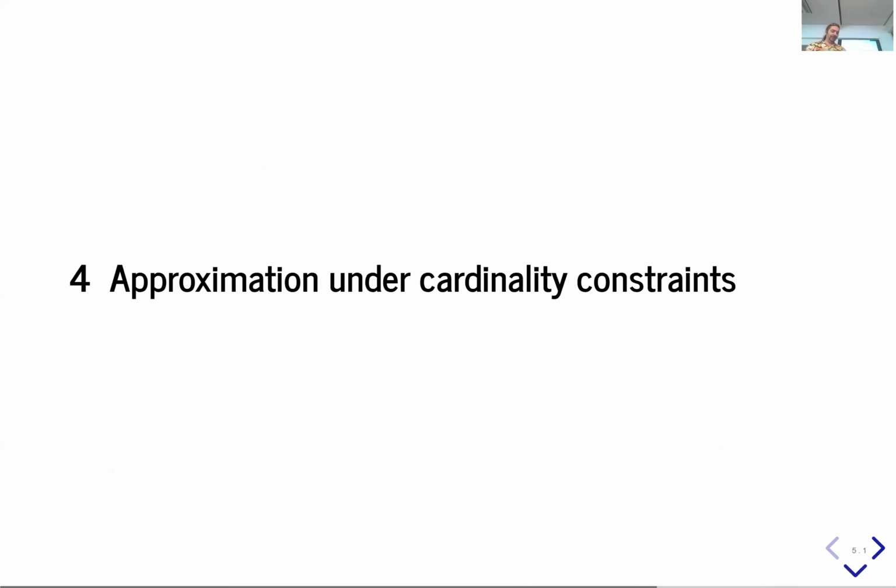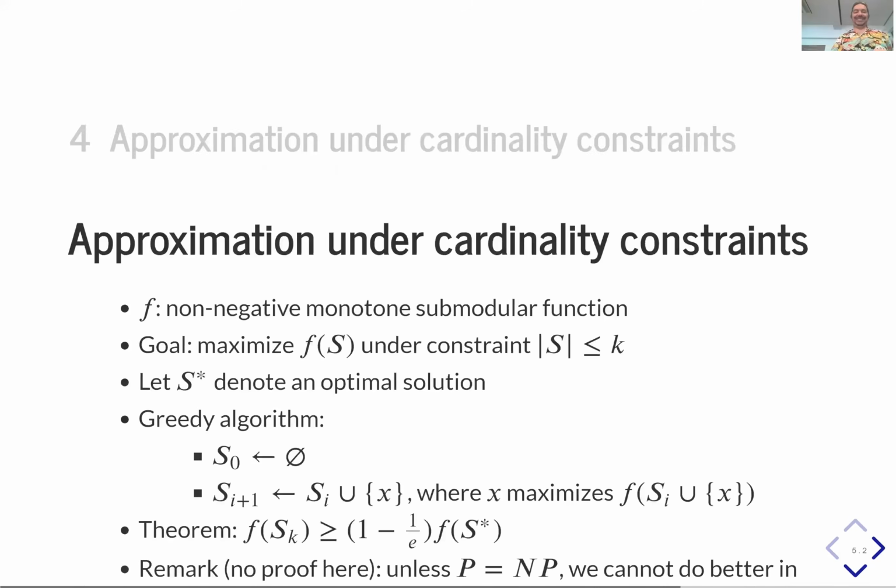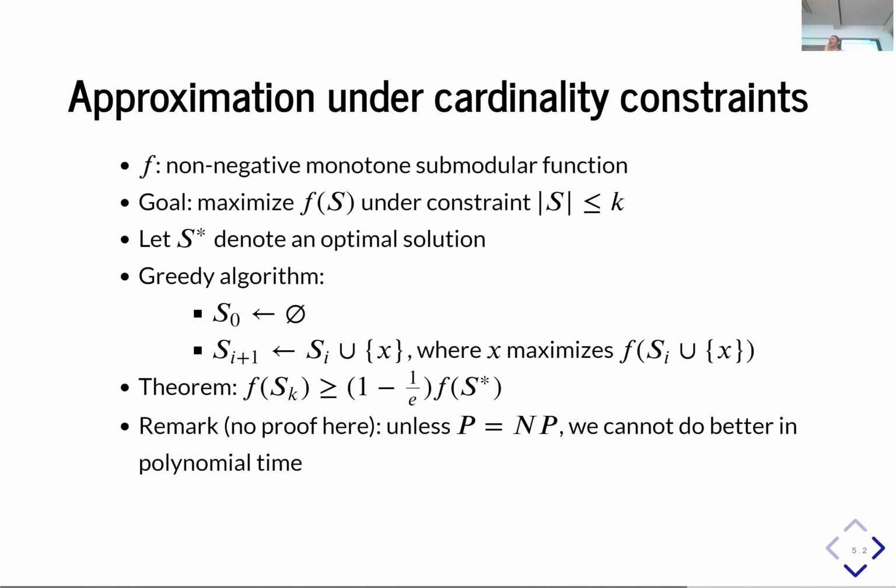Okay, back to the main theorem. Yeah, I think we finished before 12. So let f be a submodular function, let it be non-negative, and let it be monotonic or monotone, I don't know what's the good word. The goal is to maximize f of S under the constraint that the size of S is at most k, for some k. Usually, this is a difficult problem, but it admits an optimal solution. Let's call it S star.